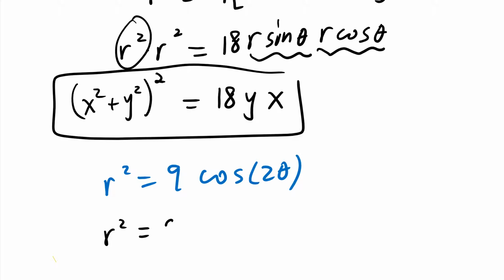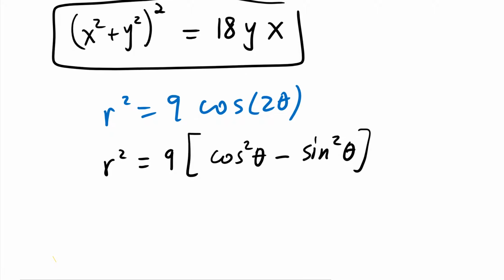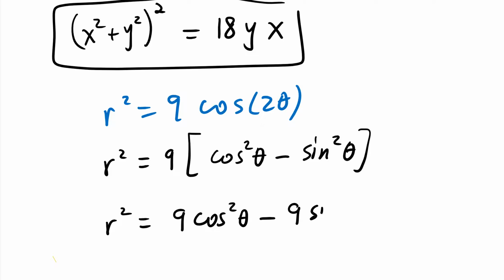Well, cosine 2 theta, it has a formula. The double angle formula is cosine squared theta minus sine squared theta. Multiply the 9 in to get that. Now this, what do you think we should do now?